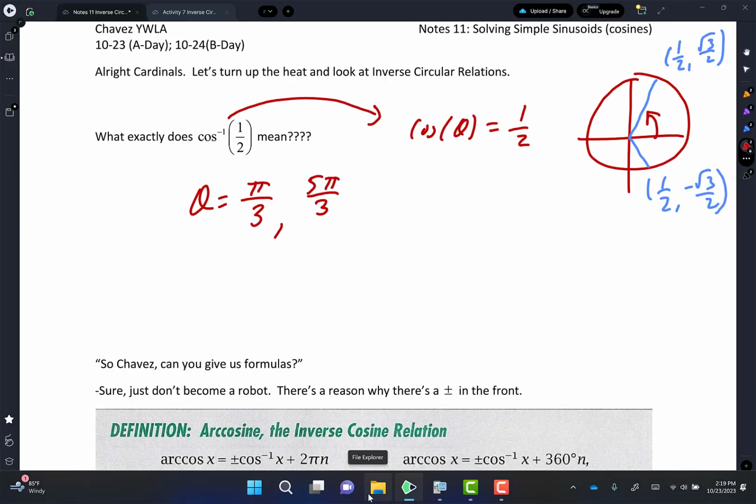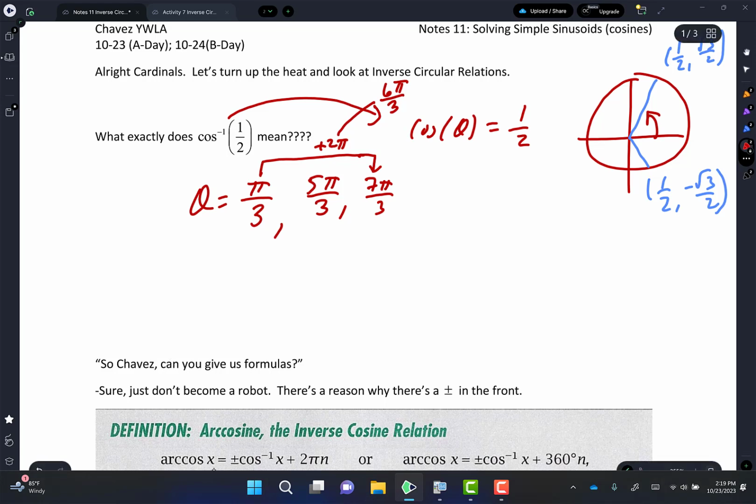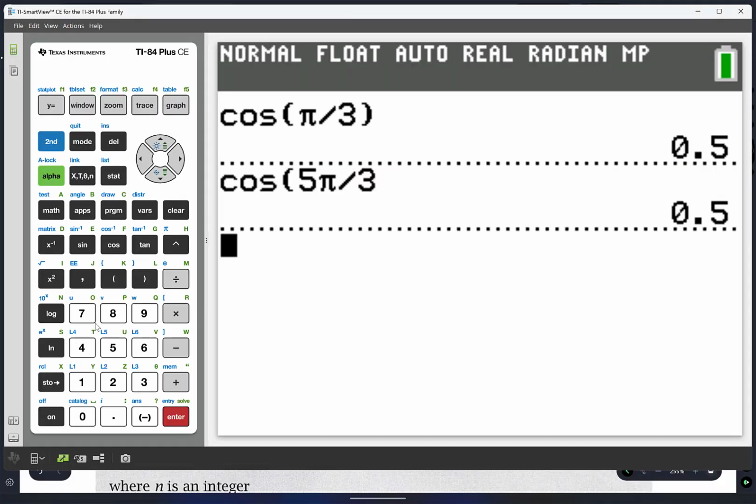If you add 2 pi to this one right here, and I'm going to go plus 2 pi, you get another answer. And I'm going to put that other answer right here. So 2 pi is the same as 6 pi over 3. I'm getting a common denominator of 3. So 6 plus 1 is 7 pi over 3. And notice, if I put 7 pi over 3, I get another answer of 0.5. Cosine 7 pi over 3.